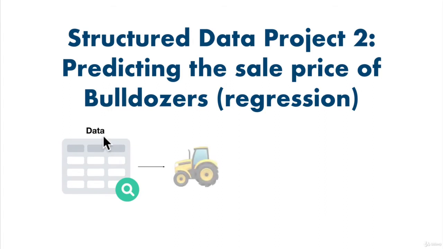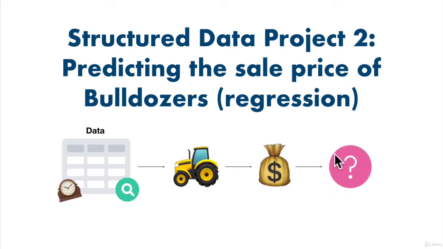Now, this one's really exciting, right? Because we're going to be predicting the sale price of bulldozers. Who doesn't love bulldozers? I remember when I was a kid, I used to have all these tractors like Tonka trucks and used to play with them all the time. And this one's a little bit different. Of course, it's a regression problem because we're trying to predict a number, aka the sale price of bulldozers.